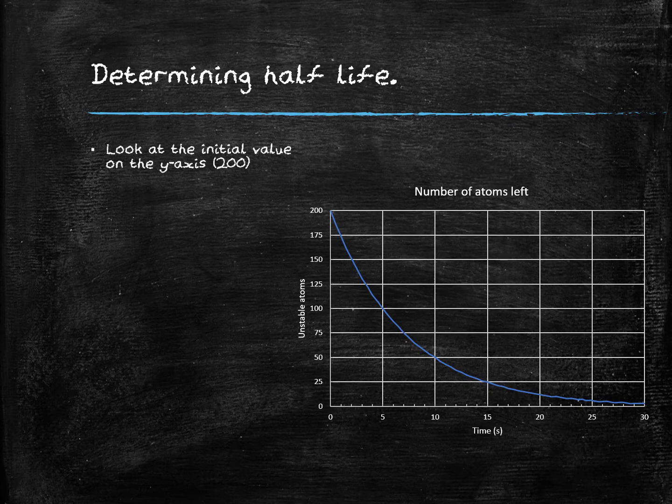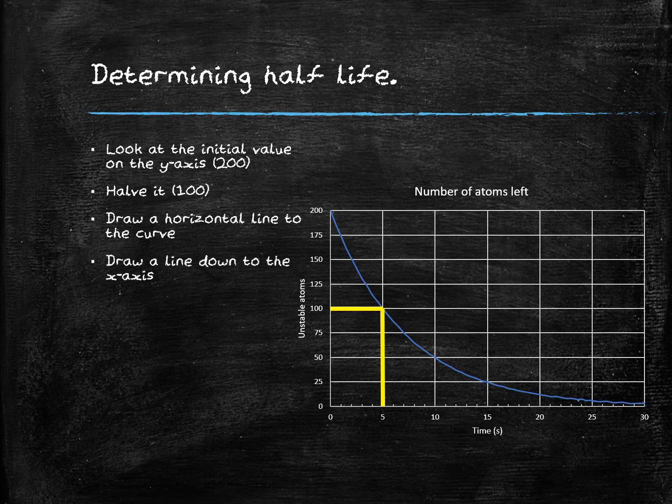First thing you do is you look at the initial value on the y-axis. For this example, as per the simulation, it's 200. You then halve it, you get 100. After that, you draw a horizontal line across to where the curve is, and you stop at the curve. You then draw a vertical line down from that point to the x-axis, and that gives you the half-life. So in this case, it's 5 seconds.